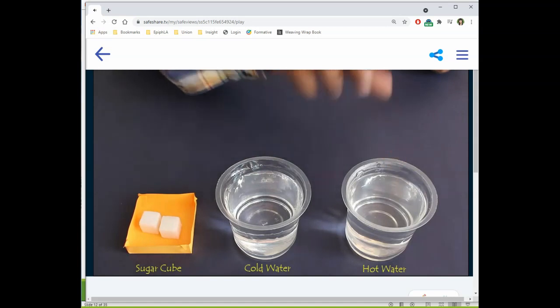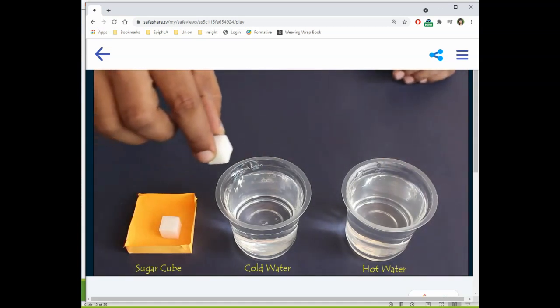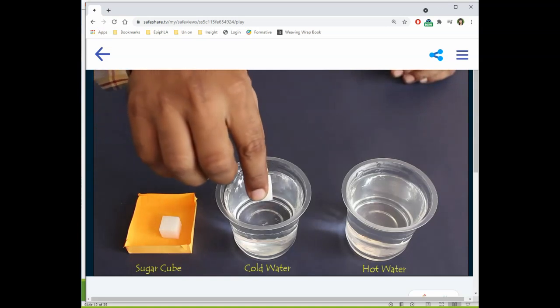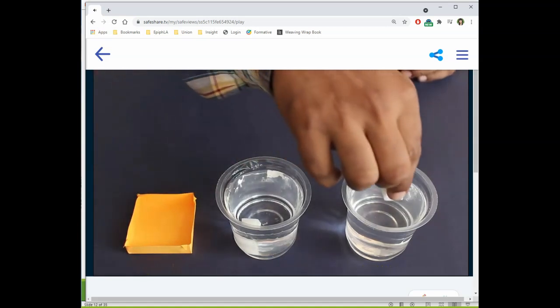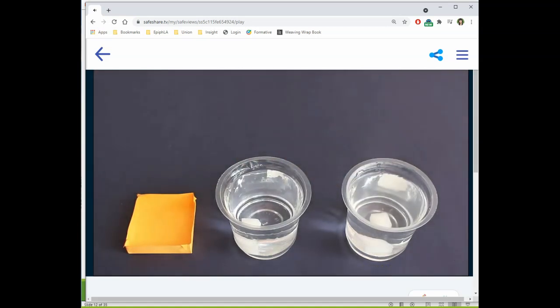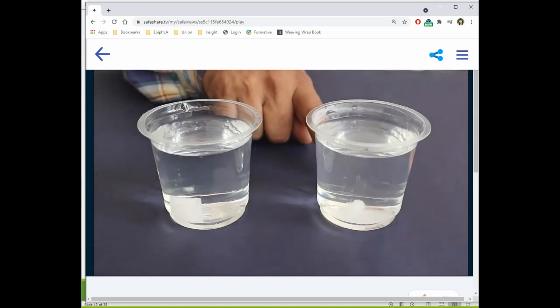The right glass has hot water and the left glass and the middle glass is cold water. Take a sugar cube and put a sugar cube each in both the glasses. Then wait and see in which glass the cube dissolves first.